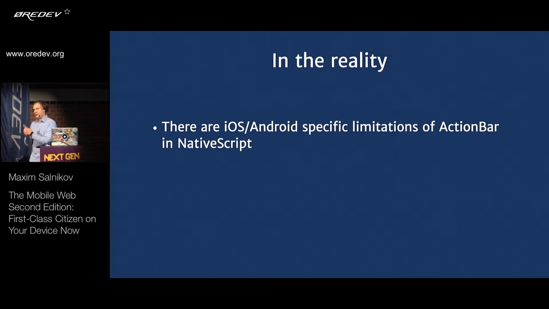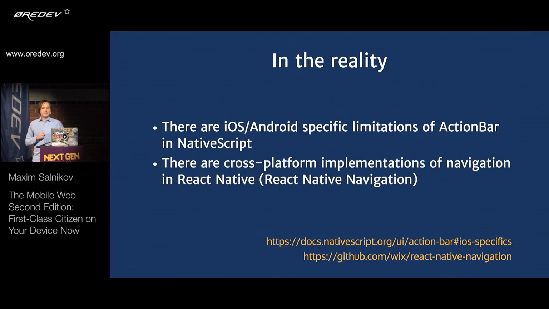For example, for iOS, the back button we have on this action bar is explicitly used for navigation, so you can't override this action. On Android, on the other hand, we cannot specify text for this button. We always have to go for an icon. On the other hand, there are some cross-platform implementations for React Native. So for this particular example, I can recommend you go for the React Native Navigation component.